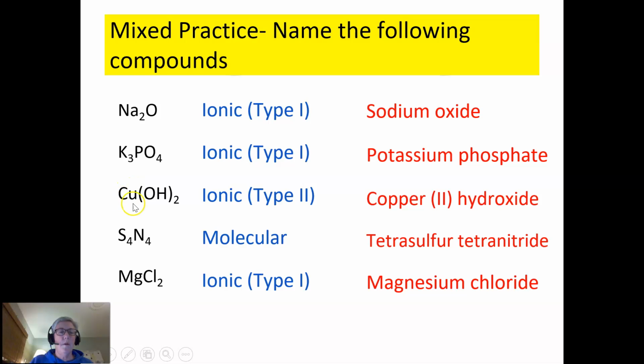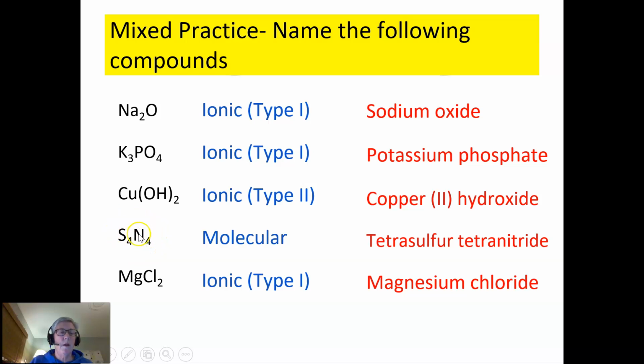This one, copper, is a transition metal. OH is a polyatomic ion. It's got a -1 charge on it. So -1 plus -1, because I have 2 of them, is -2. So copper must have a +2 charge. So you have got to put that Roman numeral in the name. Copper(II) hydroxide.